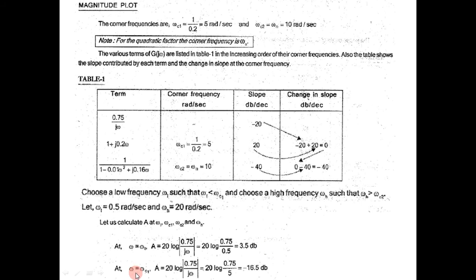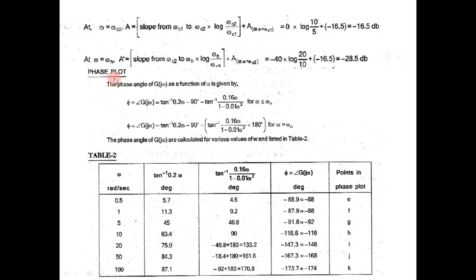In the same way, at omega is equal to omega C1, the magnitude is 20 log of 0.75 by 5, that is minus 16.5 dB. In the same way, for omega is equal to omega C2, we have to use the table. At omega is equal to omega C2, the magnitude is the slope from omega C1 to omega C2 into log of omega C2 by omega C1, plus the magnitude at omega is equal to omega C1.